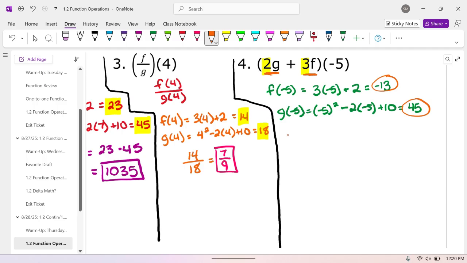So we're now finding 2g of -5. Well, guess what? We already know what g of -5 is. We just got to multiply that number by 2. Same thing with 3f of -5. We already know what f of -5 is. We just got to multiply that number by 3. So this would be 90 and -39.